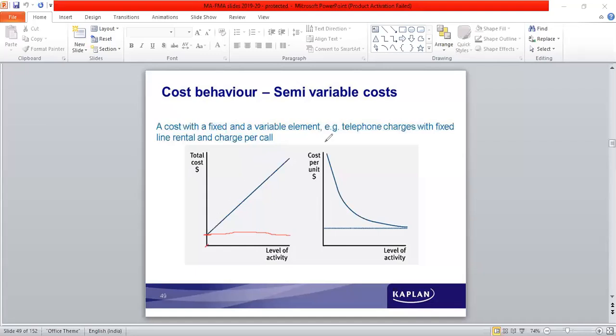So the cost per unit also decreases as the output level keeps increasing, because the fixed component which is there remains the same. On account of that, though the variable cost is increasing, the fixed cost doesn't increase. So we see that the cost per unit keeps decreasing.